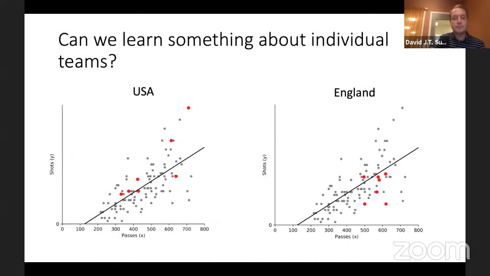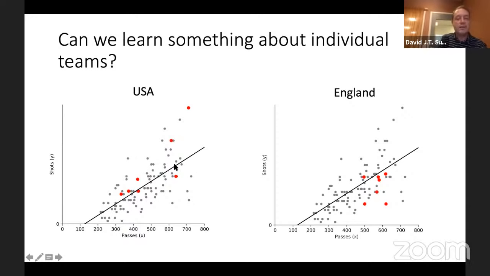Okay, can we learn something about the individual teams? And what we can learn is this, the USA, for example. So what I've done is I've colored in red particular teams we're interested in. USA, I think this is their match against Thailand. They have lots and lots of shots and lots of passes when they really dominated this match.